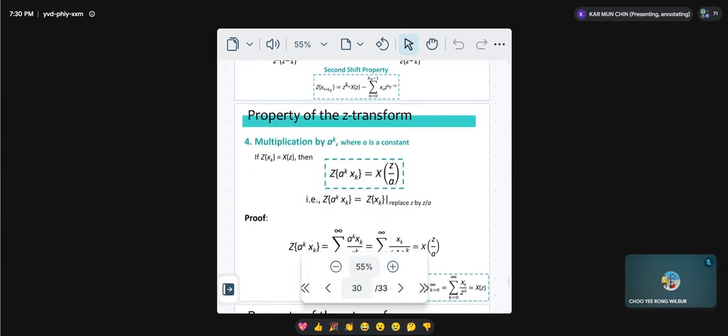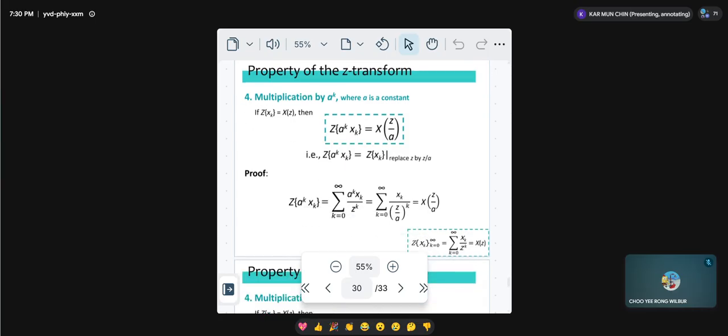Then we proceed to the final property. This final property is very, very straightforward. So you have Z, then you multiply by terms. When you multiply by a to the power of K, it will be Z over a. In this case, you replace the Z with Z over a. What that means is you replace the Z with Z over a.